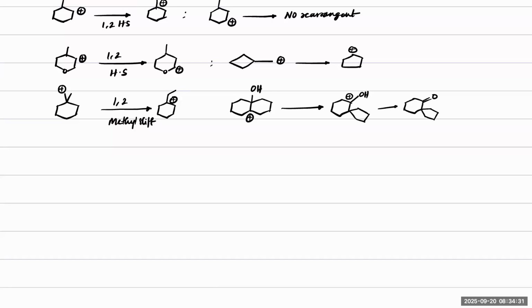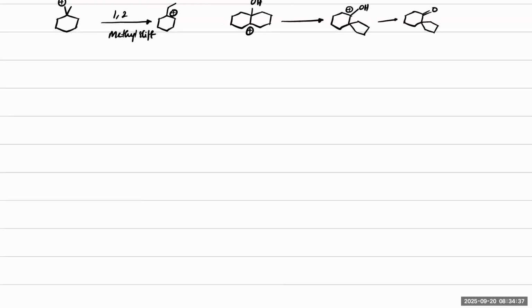Now let us see how we make the alkenes. The first reaction, preparation of alkenes. First is dehydration reactions: dehydration of alcohols.